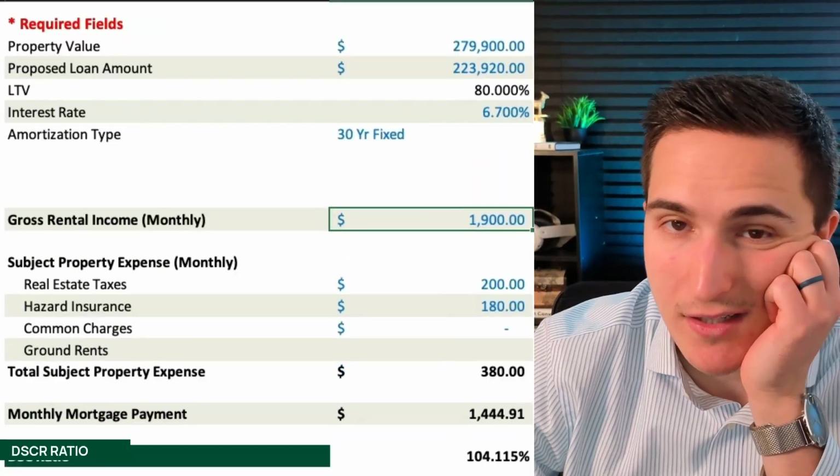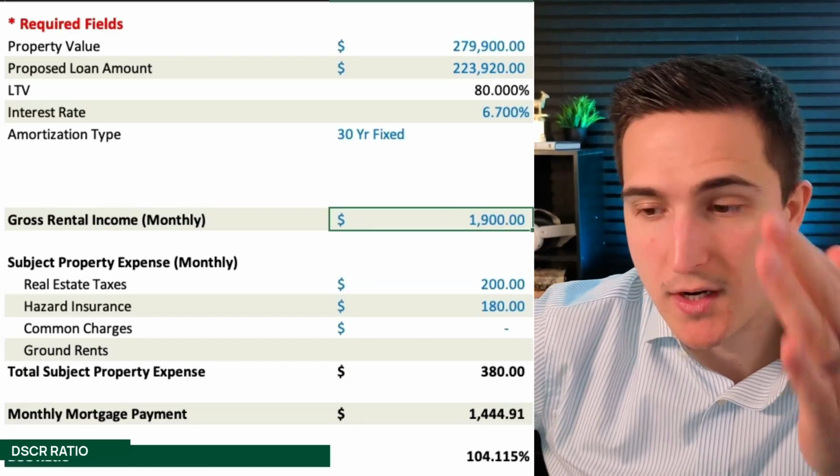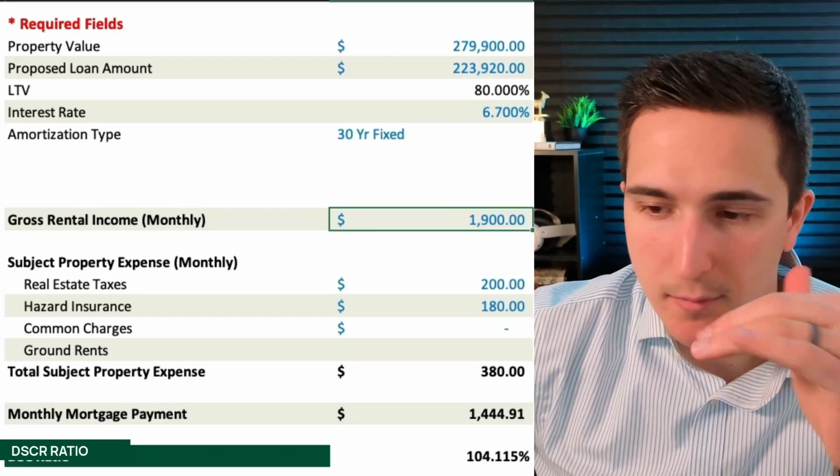So in this case, $1,900 a month rent works. And what's nice is we use the gross. We don't use any net income. They just look at the gross income.